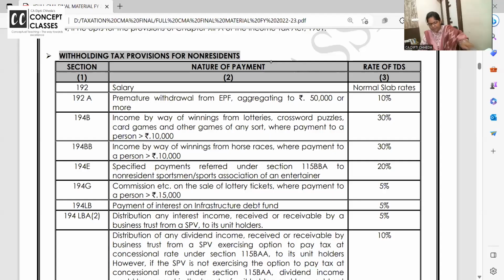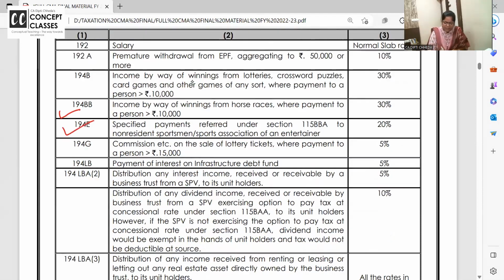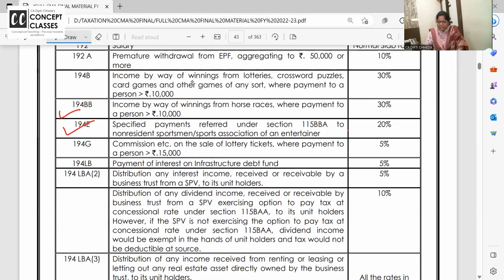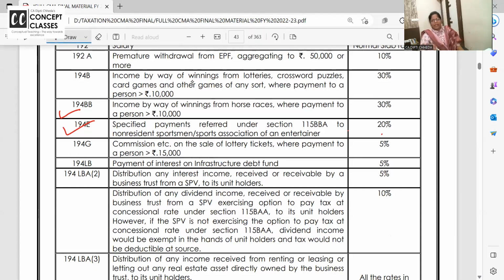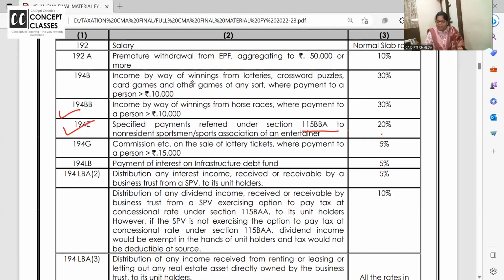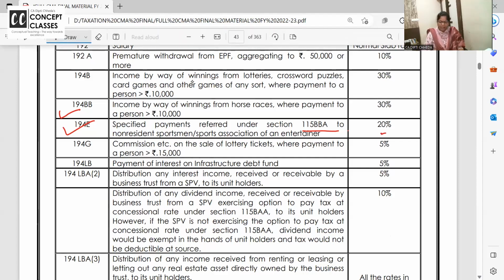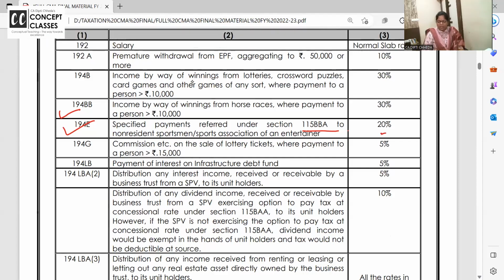Okay, look. The first one, which in fact you should know by heart, is these two. 194E: specified payments made under 115BBA to non-resident sportsmen, entertainers and all. Whatever income sportsmen earn in India, how much tax do they have to pay under 115BBA? 20%. Then, if they have to pay this much tax, 20%, what TDS is deducted under 194E?